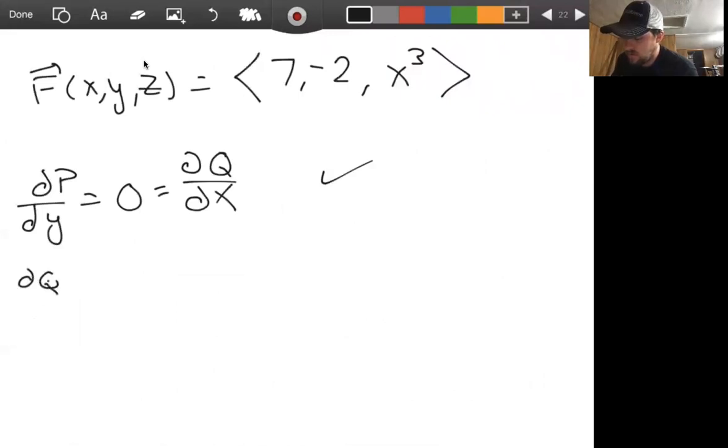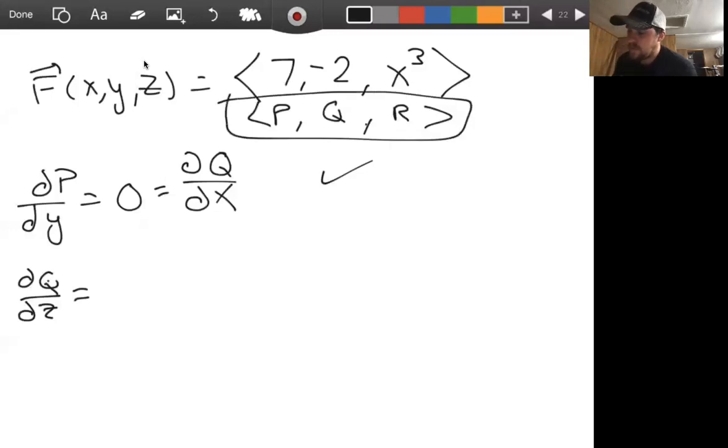dQ dz is, well, so remember this is P, Q, R, just so we can keep that in mind. Well, dQ dz is 0. What's dR dy? Well, that's also 0 because there's no y in the third component. So that one's fine.